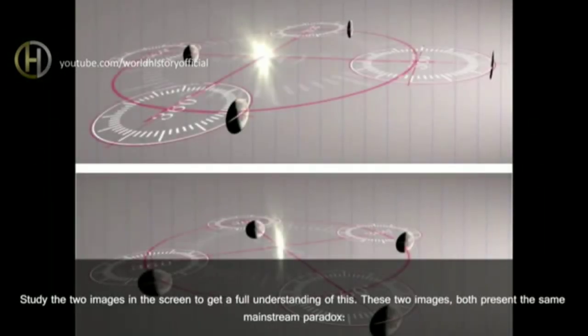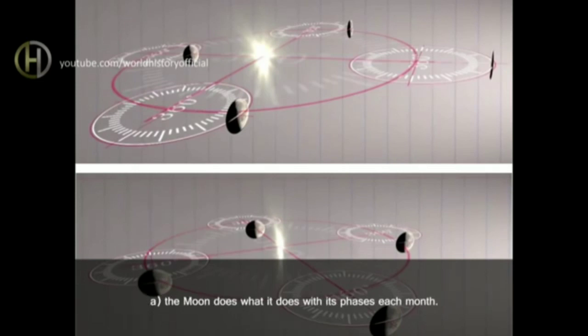Study the two images on the screen to get a full understanding of this. These two images both present the same mainstream paradox. A. The moon does what it does with its phases each month. B. The moon goes around the sun with the Earth. One of these has to be wrong, but we are told that both are true.